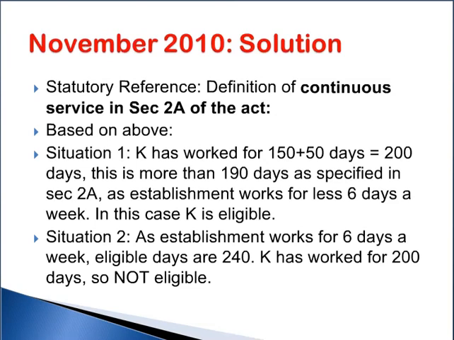Second situation is that the establishment is working for 6 days in a week. Going through the definition as given in section 2A, you shall find that where an establishment works for 6 days in a week, an employee must have 240 days of continuous service. In the given example, K has worked for 200 days, so she is not eligible for gratuity.